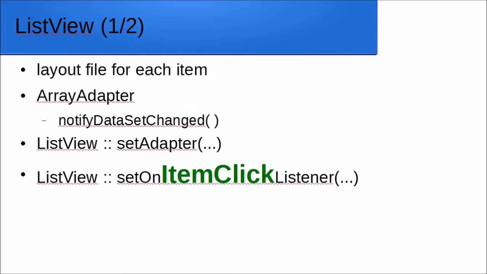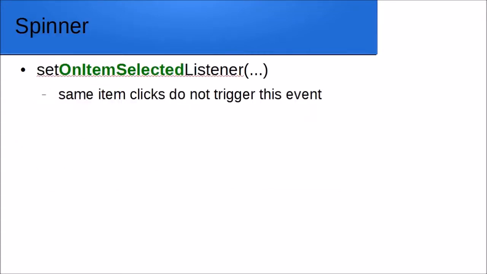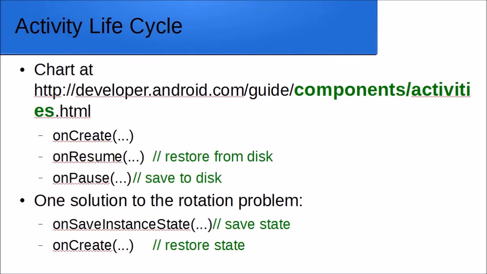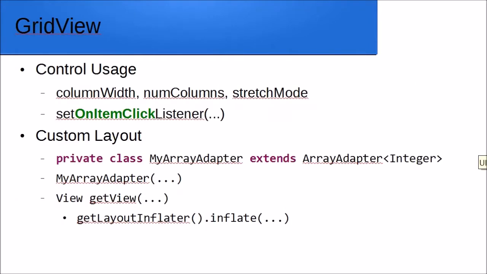So I'll go over how to use them. They use an adapter object. That's like the middleman. I'll go over that. Spinner is almost the same as the list box. That's why the spinner slide is really short. Just a different event handler, basically. And I'll go... Oh, that's the wrong slide.